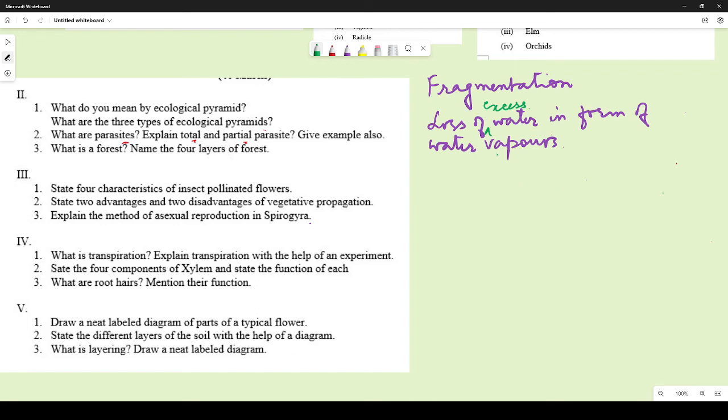Then explain transpiration with the help of an experiment. The experiment was already shown to you, the bell jar experiment, where you cover a potted plant with a bell jar and leave it in the sunlight, and after a while you will find that there are droplets of water on the bell jar. So that experiment you need to give.